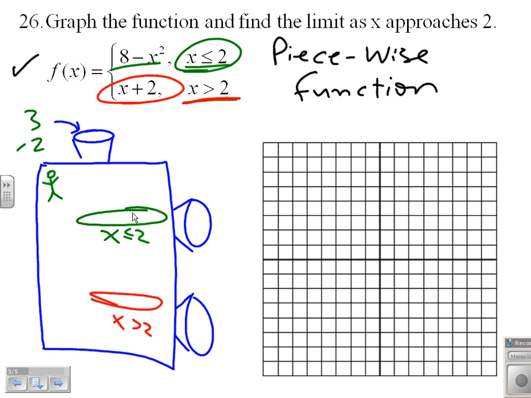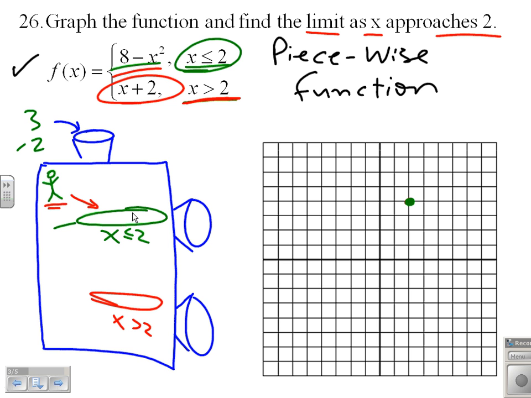But since we're interested in the limit as x approaches 2, I'm going to start with just 2. And if 2 comes into my little elf here, it's going to go here because 2 is less than or equal to 2. And I see that if I'm going there, what I'm supposed to do is take the 2, square it, subtract that from 8, and I get 4. So 2 maps to 4, and it exists. And I should have drawn that in green. Easy enough.